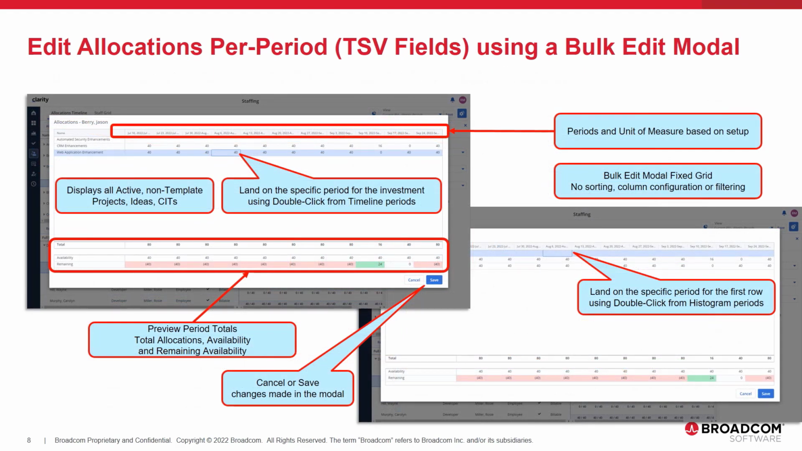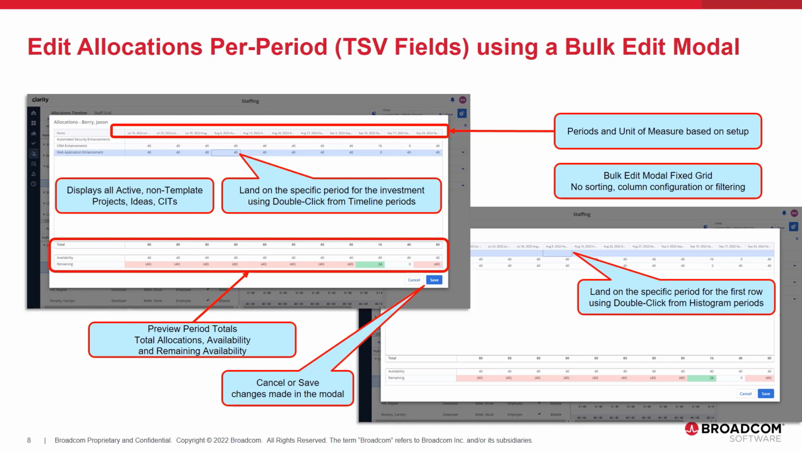From the timeline, the staff allocation rows belong to specific investments. Therefore, when the Resource Manager double-clicks a period cell for the Edit Allocations modal, it will open up and land the cursor on the specific period for the investment. From the resource histogram, the row belongs to the resource, and hence when the double-click is used on a period cell, the modal will open and land the cursor on the specific period for the first row on the list.